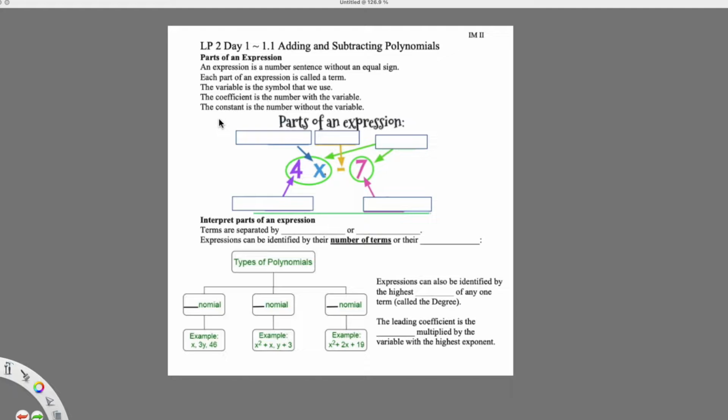The coefficient is the number with the variable, so a number that's in front of it being multiplied by it. And the constant is the number without any variable. So it's the number that's not being multiplied. It's all by itself. I know what this number is. It's just -7. Remember that negative belongs to the 7. This one is not just 4. It's 4 times x because they're together. I know there's a little space here, but that was just for the diagram.